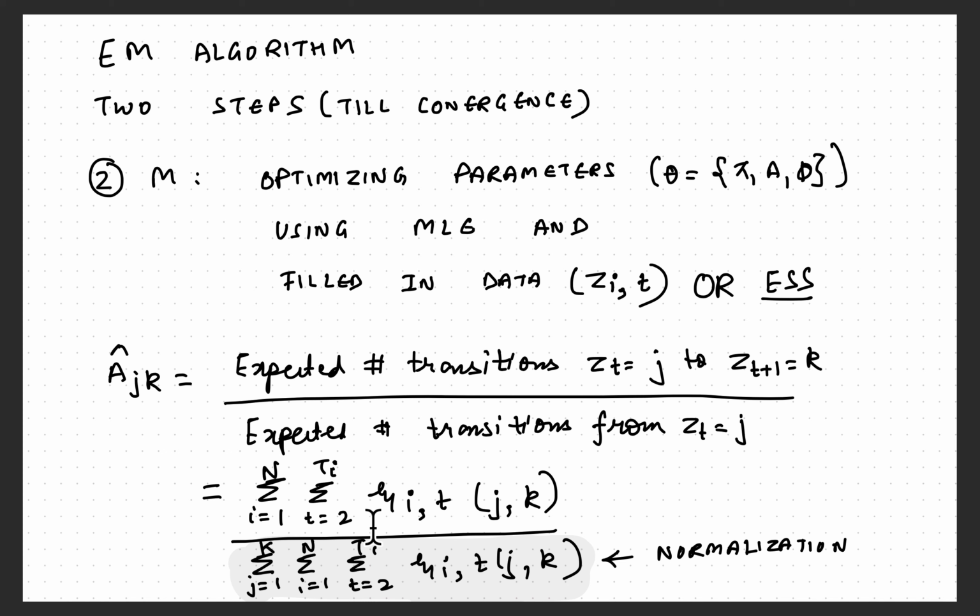The denominator is just the normalization constant here, which is, instead of looking at the transitions from j to k, you look at transitions from j to all i, where i varies from 1 through capital K. So there's just another term which is being added. Okay, so there seems to be a small mistake here. This should be a summation from k equal to 1 through capital K and not j equal to 1 to capital K.